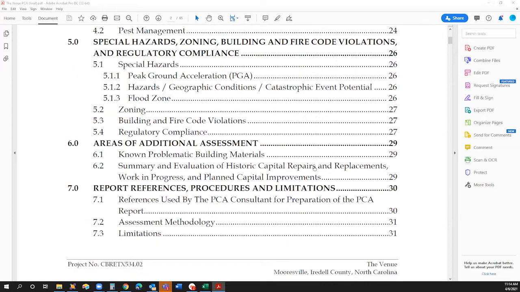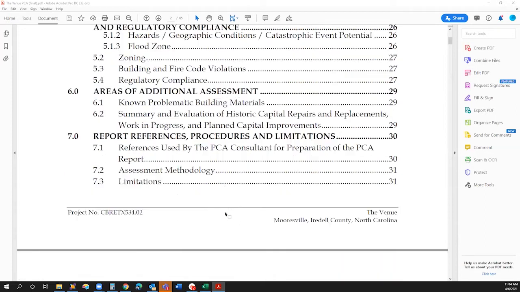And then areas of additional assessment, known problematic building materials. So if there's something in the property that's known, let's say there's aluminum wiring, which is known to be a problem, they'll note it here. There is aluminum wiring, and then there'll be a solution to that. You're going to have to do this to correct this. And a lot of that's going to probably be based on the insurance company. They're going to want you to pigtail the aluminum wires so that there's not any arcing issues, which is the problem with aluminum. And so on and so forth.